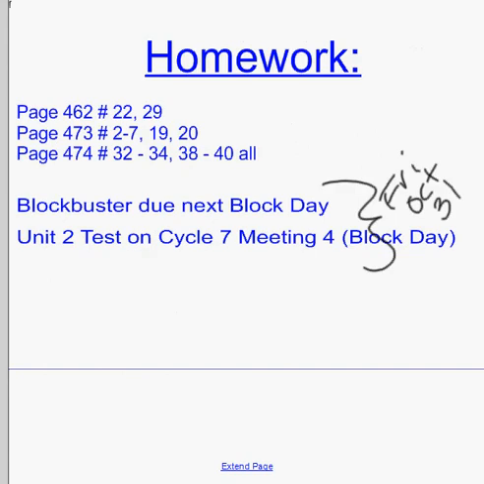All right, guys, again, here is the homework that's due tomorrow, all right? If you didn't already write this down in your agenda book, write it down. In addition, it's written on the whiteboard as well. Don't forget your blockbuster's due on Friday, October 31st, along with your unit test on exponents, simplifying exponents, graphing exponents, writing the equation of exponential functions.